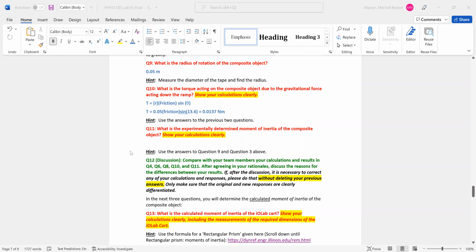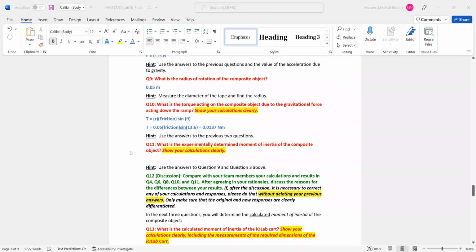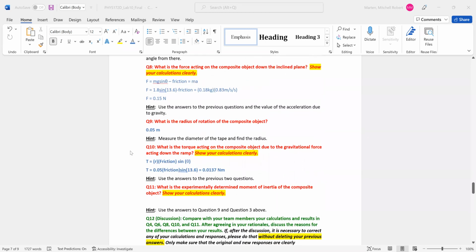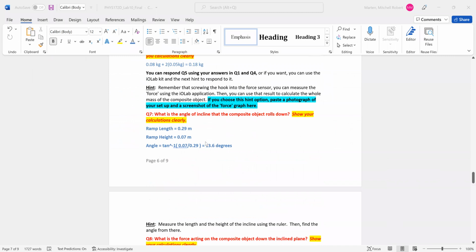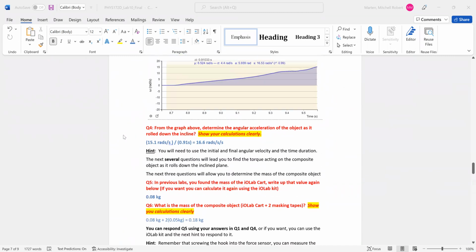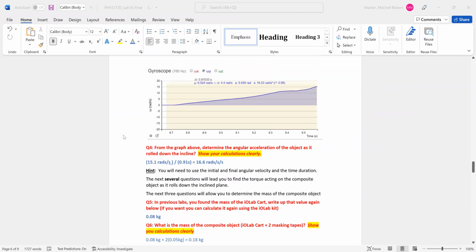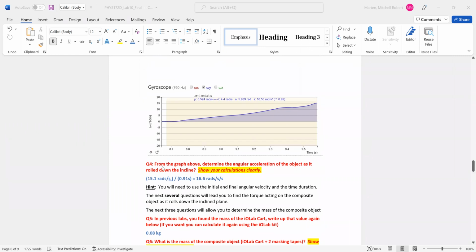Okay. So it says compare with your team members' calculations and results for 4, 6, 8, 10, and 11, and after agreeing on rationale, discuss the reasons for the differences between your results. All right, so 4, 6, 8, 10, and 11. We use different angles and different tapes, probably. So yeah, that's the only answer.